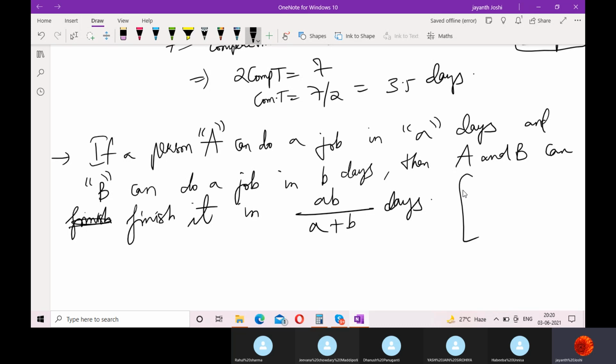We can do this in this way. See how this formula came into the picture. A's 1 day's work is what? 1 by A. B's 1 day's work is what? 1 by B. So what is the combined work? The LCM is AB. Here comes B, here comes A. So A plus B over AB. Correct?